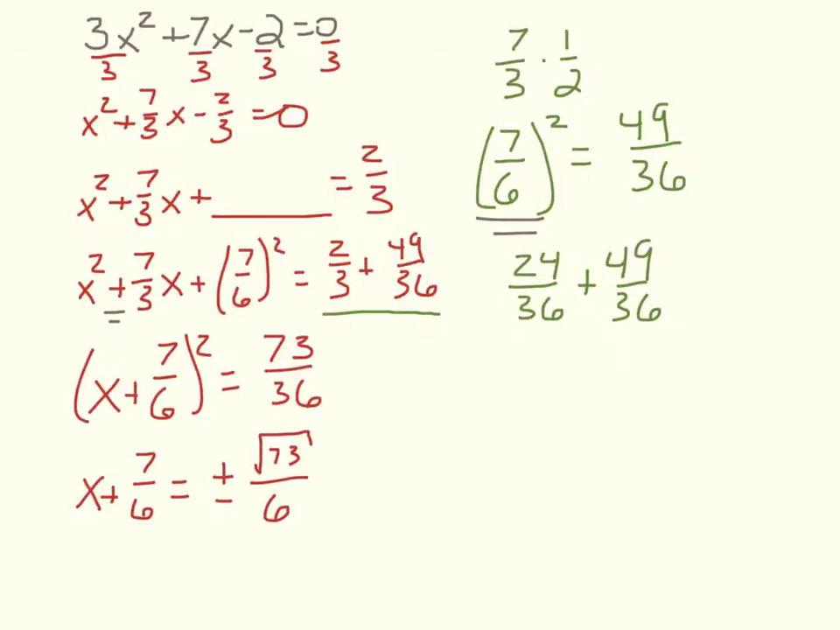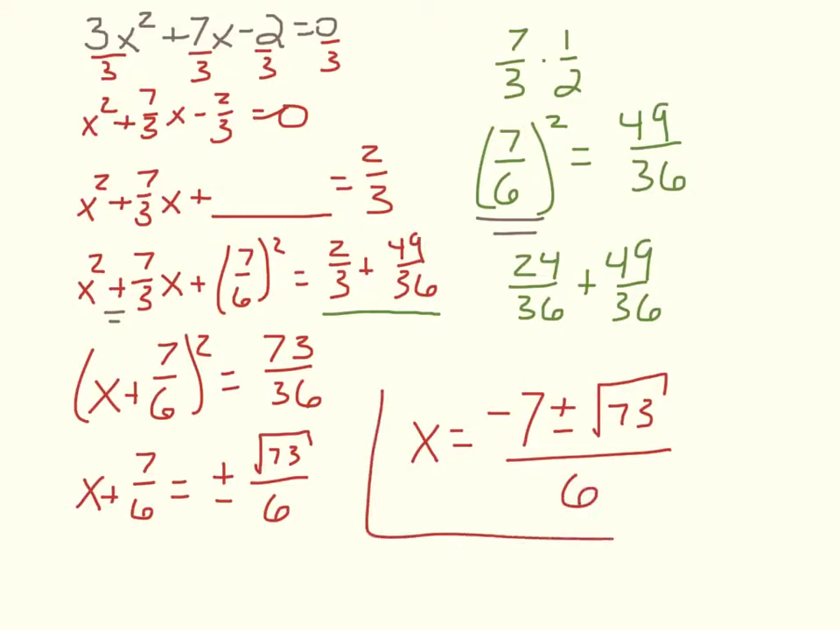Now when we subtract 7 over 6 from both sides, I'm going to write this in one fraction, right? We have a common denominator of 6. So you're going to say x equals negative 7 plus or minus the square root of 73 all over 6. And that's about all the examples you really need on completing the square. That takes care of about any situation that you would see.